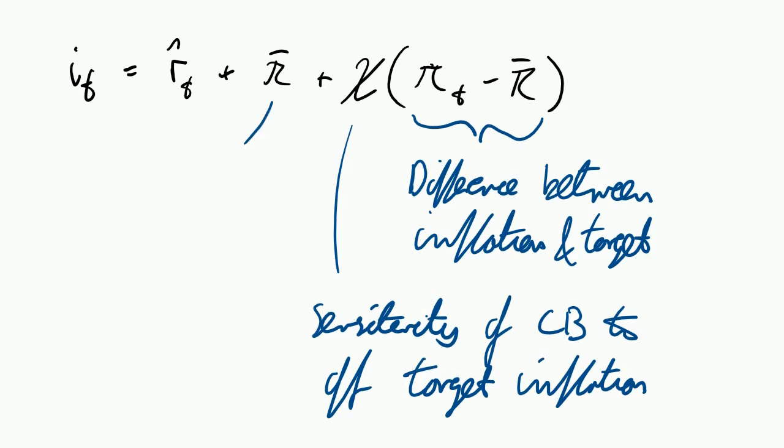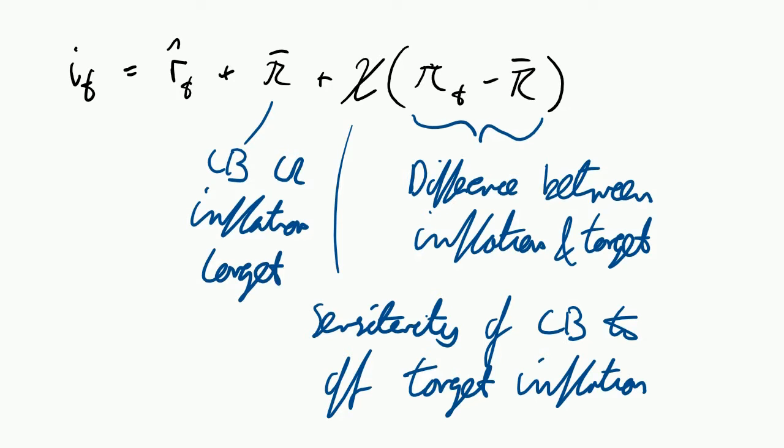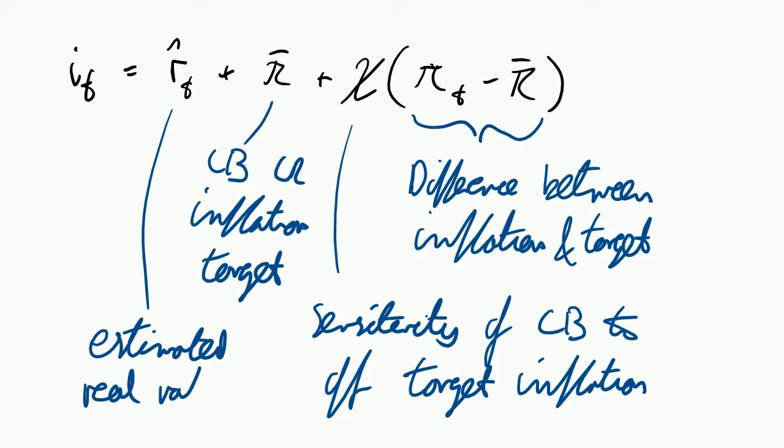And just to recap here, we have the central bank's long run inflation target. We have the estimated real interest rate. The real interest rate, as we discussed in the previous video, is determined by the marginal product of capital, determined by the real economy. But in practice, all we can do is try and estimate that. So the central bank tries to estimate what exactly the real interest rate is. And then, of course, we just have the nominal interest rate.